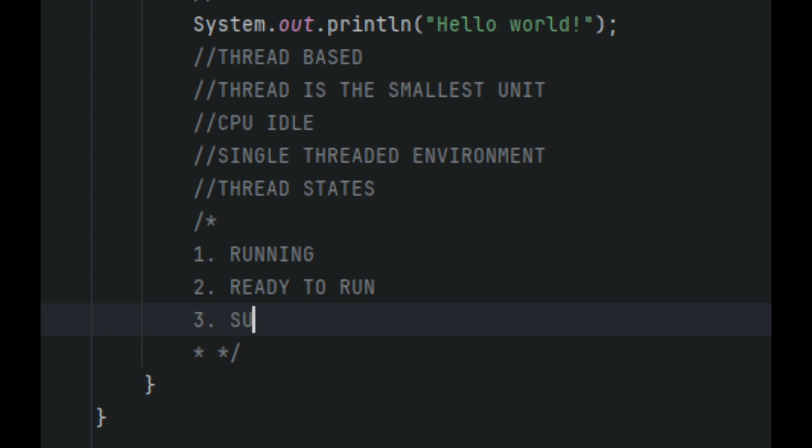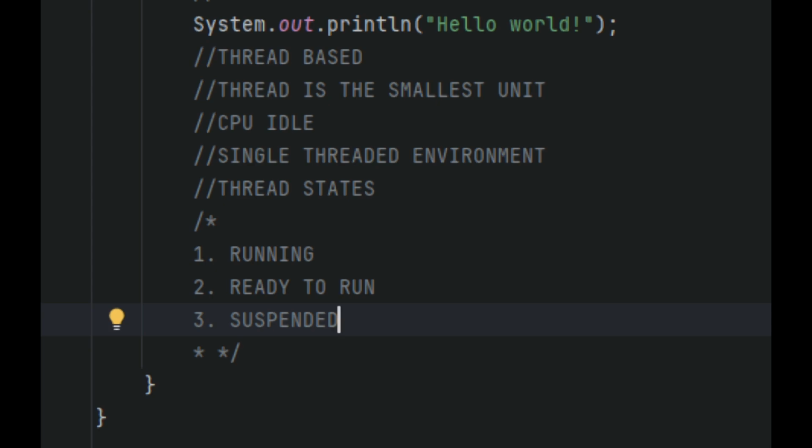But again, we can have a running thread that can be suspended. So suspended is another state. What do we mean by suspended? We mean it can be halted temporarily. It can halt its activity temporarily.